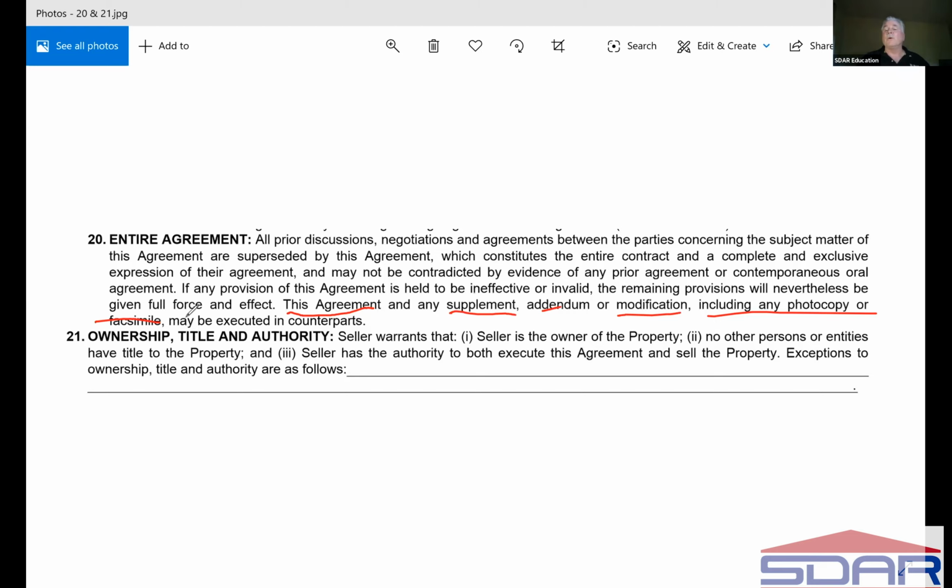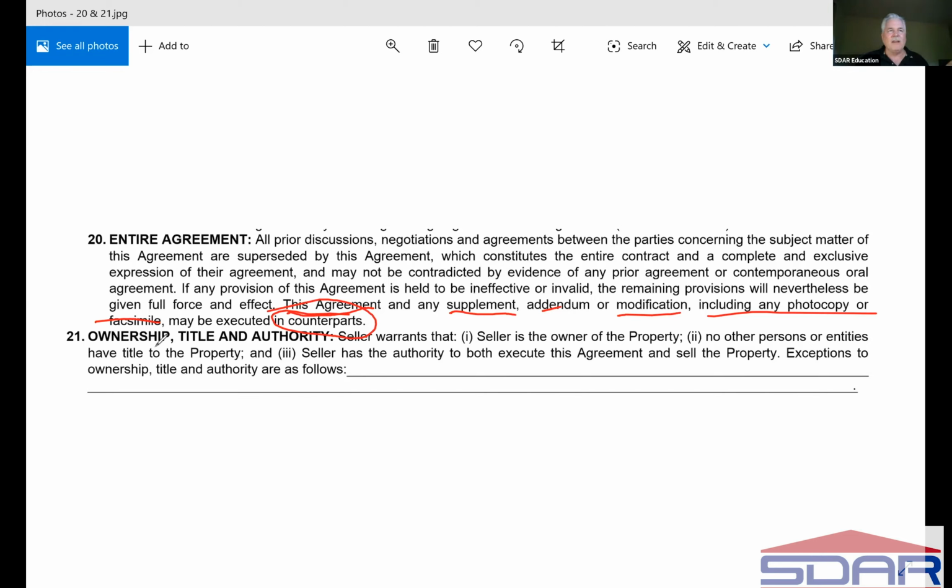So anyway, photocopy or facsimile may be executed in counterparts. And what is a counterpart? A counterpart says that as long as the two documents are identical, the parties don't need to sign on the same piece of identical paper. They can sign different copies of it, and that's called counterpart or counter signatures.